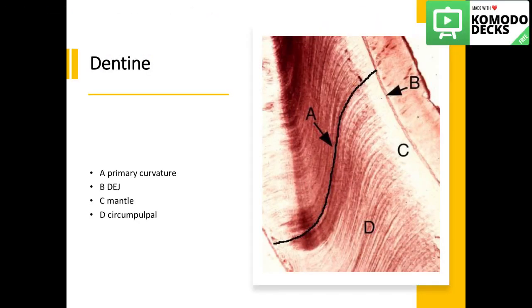Again, this is the enamel, the dentino-enamel junction. As you can see, it's not scalloped here, so most probably we are in the lateral surface of a tooth, where there are not many occlusal forces. This is the mantle dentine, the primary curvature of the odontoblastic tubules, and the circumpulpal dentine. Of course, here is the pulp.